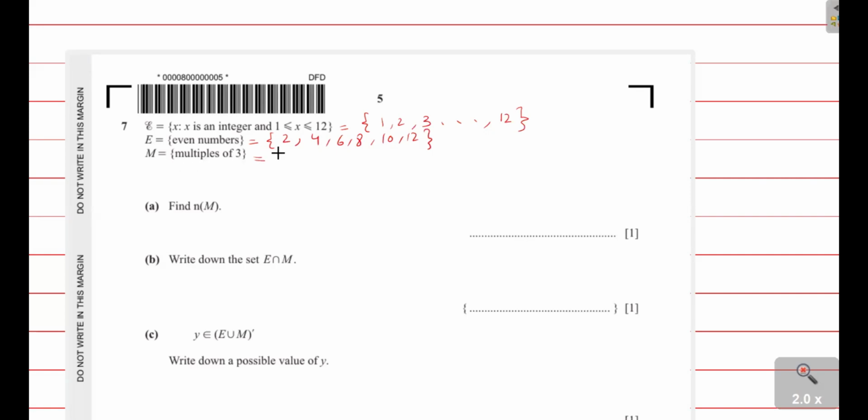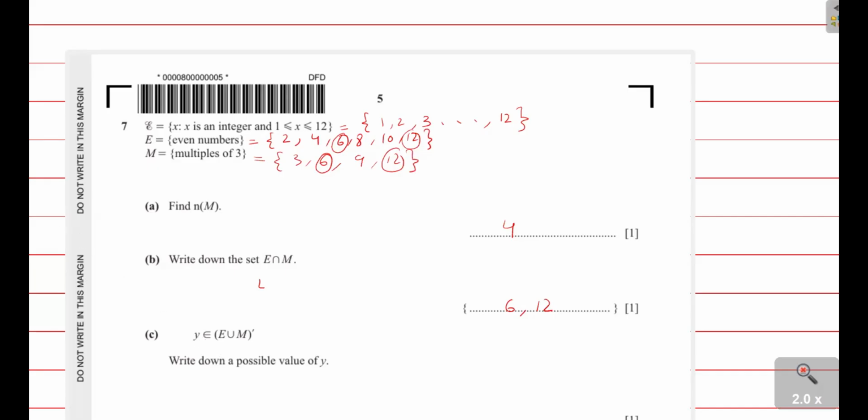The set M will be multiples of 3. Here are 3, 6, 9, 12. And next we will calculate the number of elements of set M. Here the number of elements of set M are 1, 2, 3, 4. Therefore, the answer is n(M) is 4. Next, write down E intersection M. E intersection M are the common elements between E and M. Look here, the common elements between E and M are 6, 12. Therefore, we write E intersection M is 6 and 12.